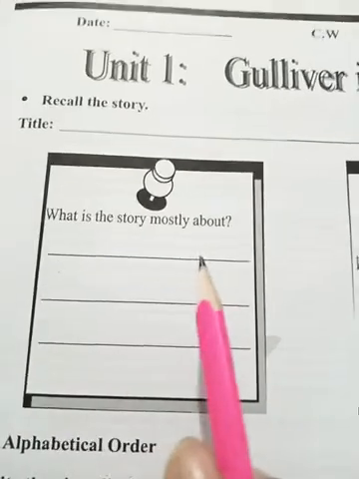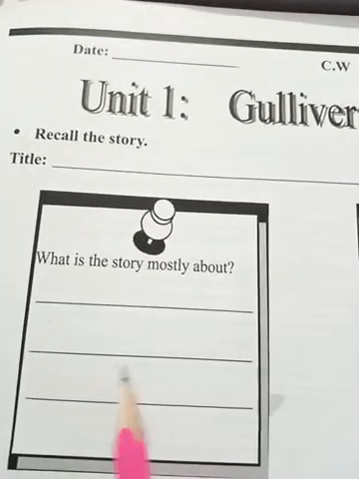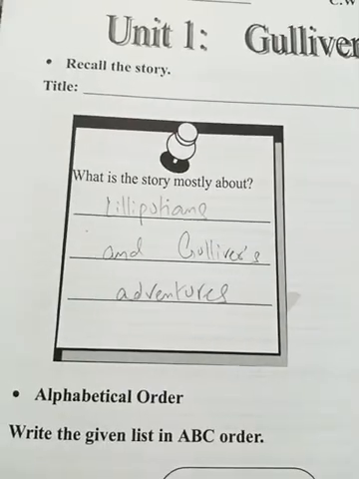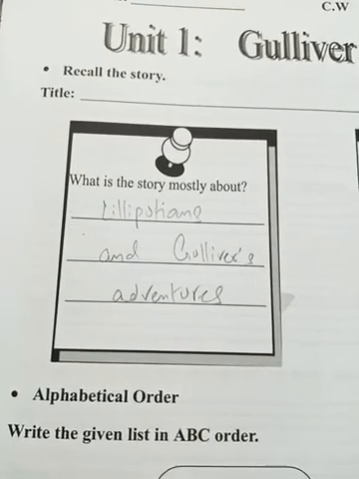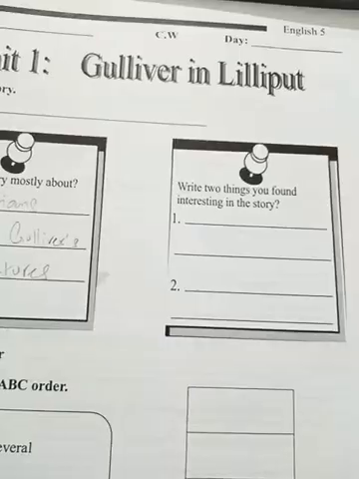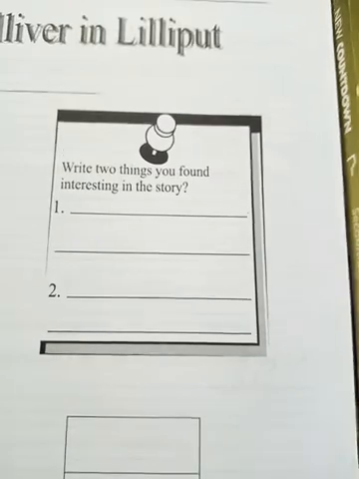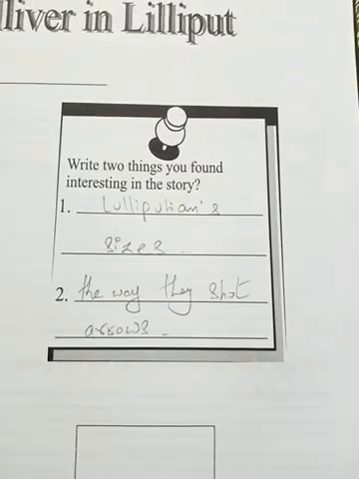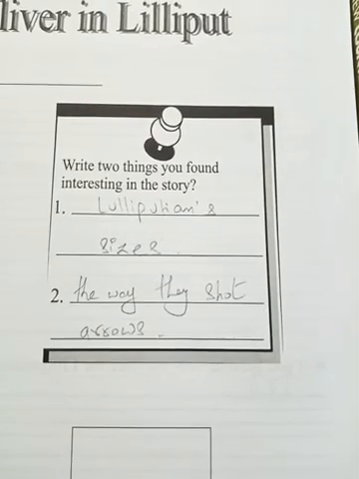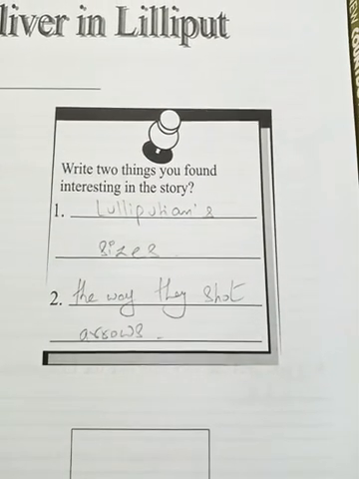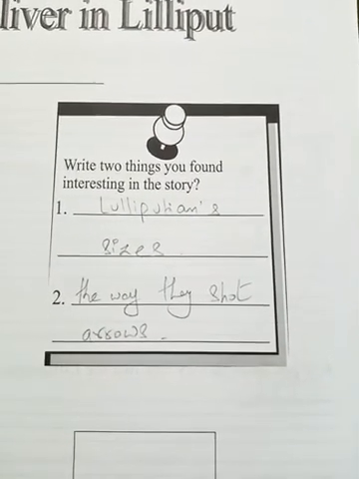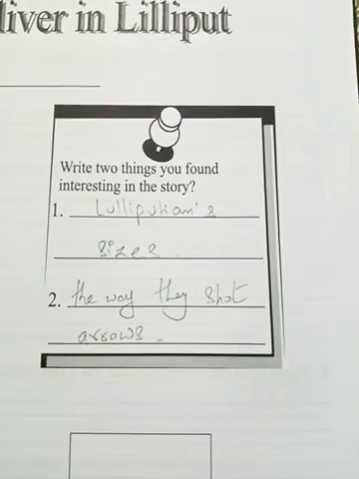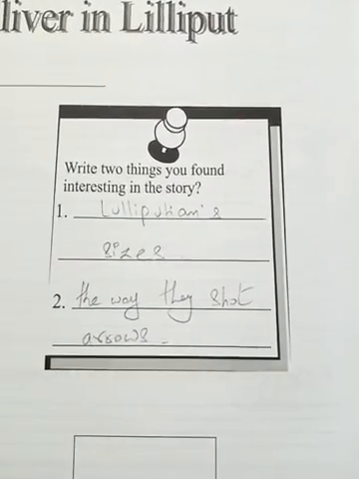Then, what is the story mostly about? Yes, beta, what is the story mostly about? Mostly it was about Lilliputians and Gulliver's adventures. The next question is, write 2 things you found interesting in the story. So I found 2 interesting things: first, Lilliputian sizes and second, the way they shot arrows. So beta, what you found interesting you have to write over here.